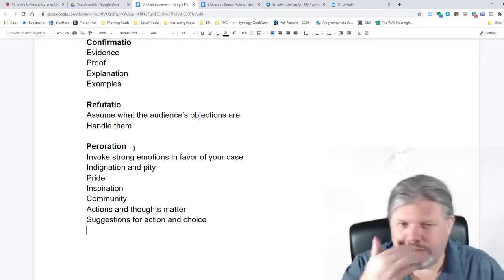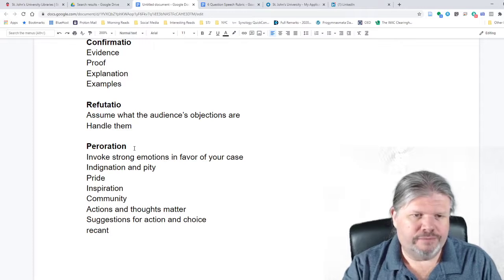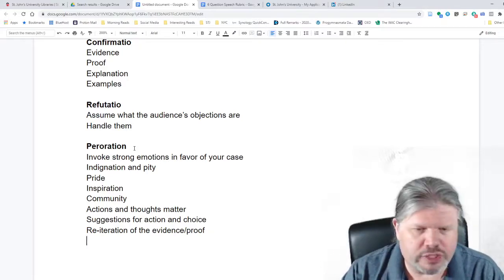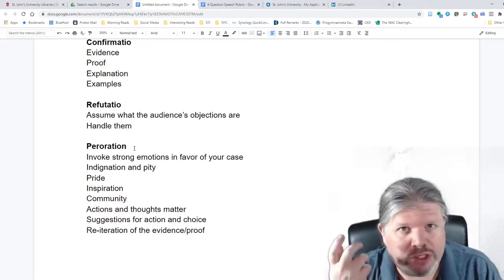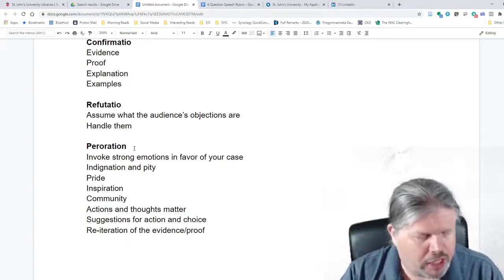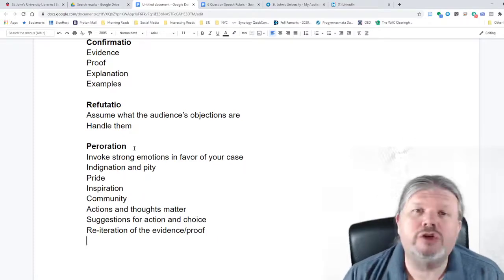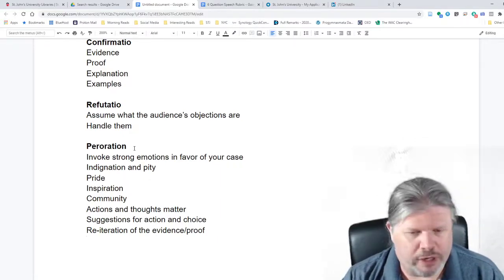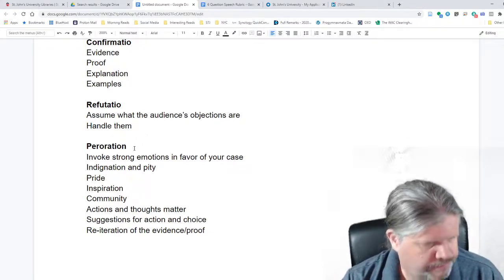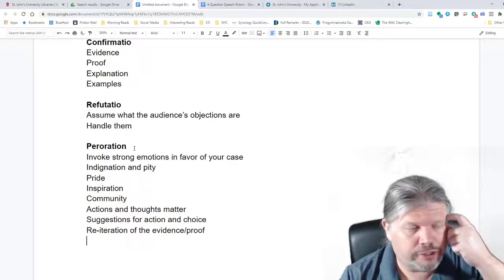Suggestions for action and choice. Also, a reiteration of the evidence and proof. Remember, I showed you why this is true. I showed you the numbers. I showed you the testimony from the top experts in the field. I showed you how quickly this technology is developing. And I've also showed you how little preparation we've done to prepare ourselves for welcoming another intelligent creature into the earth. That's like for the AI speech.